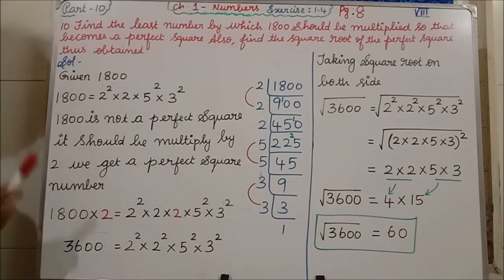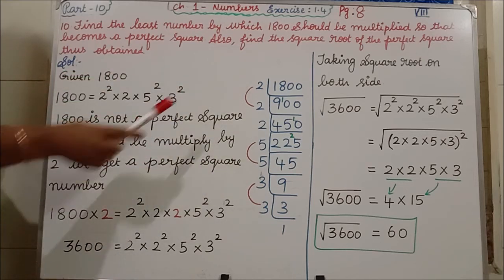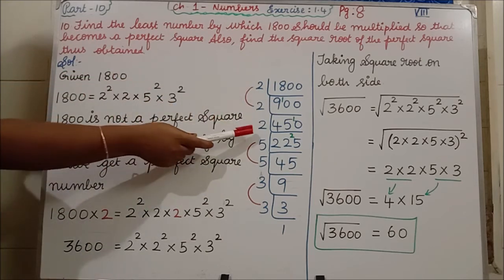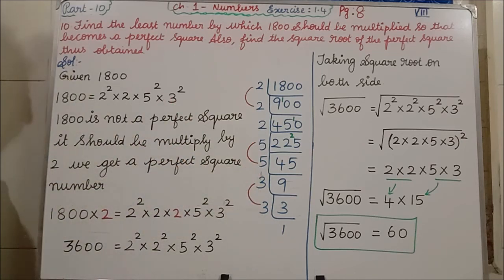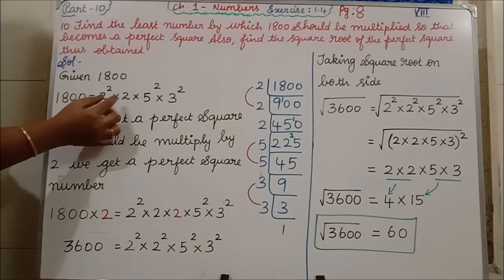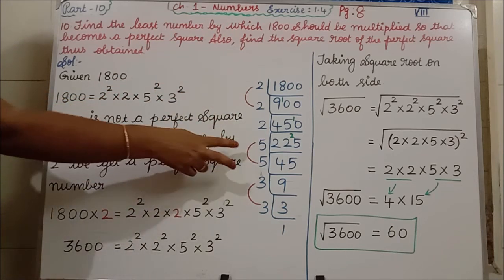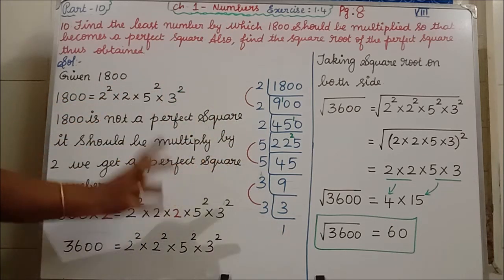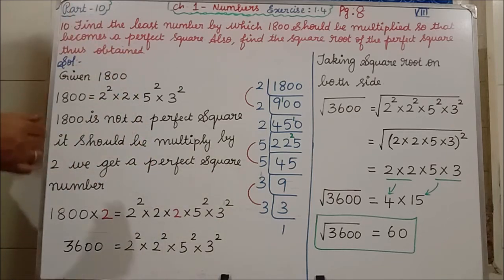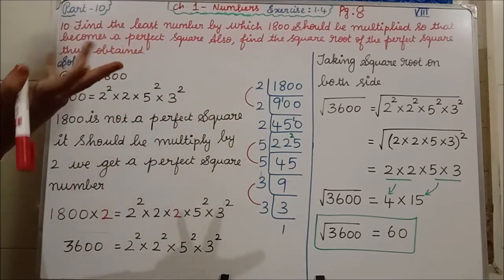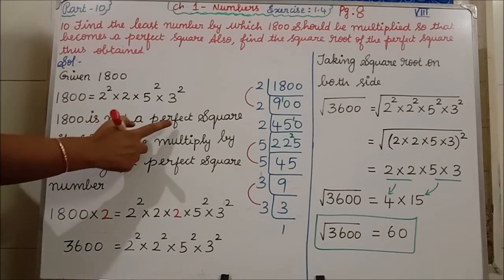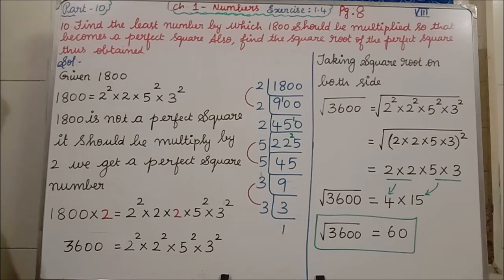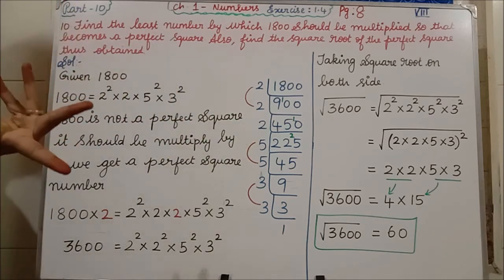For 1800, if I factorize, I am getting 2 square into 2, into 5 square, into 3 square. For everything I have the pair. For 2, I have two 2s. For 5, I have two 5s. For 3, I have two 3s. But for this one 2 alone, I do not have the pair. So 1800 is not a perfect square, because for this 2 we do not have the pair.